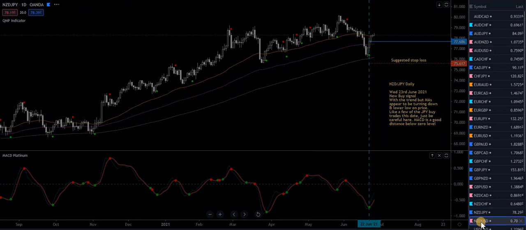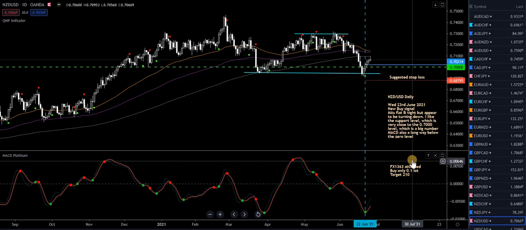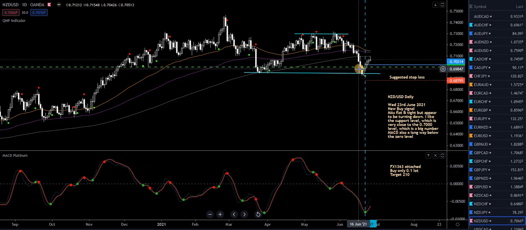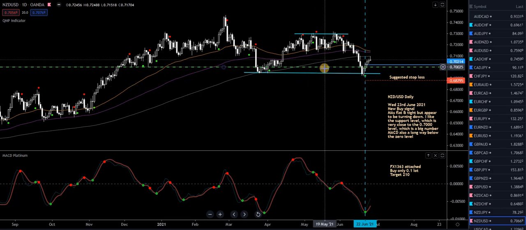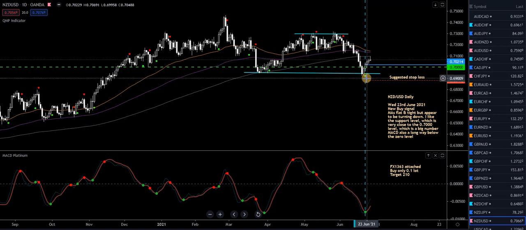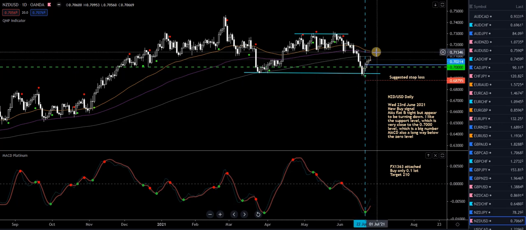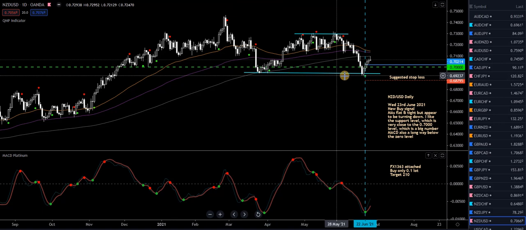Okay, New Zealand USD, highlighted pink, means we've got an EA attached to it, which I have. Buy signal here, green dot, green dash line, 70-cent level, like the Aussie. You'll find the New Zealand USD and Aussie USD charts are very similar in the way they move. So yeah, we've got a buy here. It's going nowhere fast, but we're still heading in the right direction. Nice support level here, just below the 70-cent.